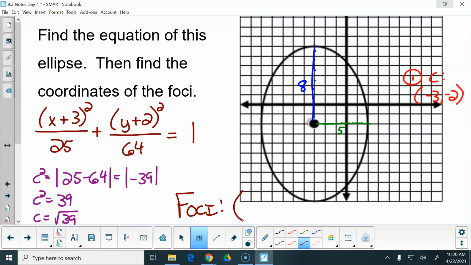Since it's longer vertically, that means that we're going to add and subtract the square root of 39 to the y part of our center. So the foci would be at -3, comma, -2 plus or minus the square root of 39. Questions, comments, concerns, clarifications? Okay.